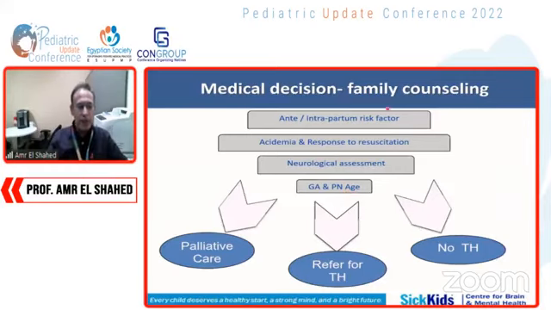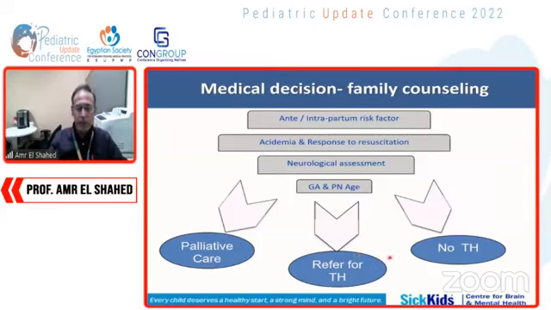So based on these factors, you're going to decide whether the baby is eligible for therapeutic hypothermia. And if you decide to initiate therapeutic hypothermia, you're going to make sure that you have all the facilities to monitor this baby. So ideally, this should be practiced in a tertiary care center where you have all the neurological tools that you can use to monitor the therapeutic hypothermia and the neurological assessment of the baby.